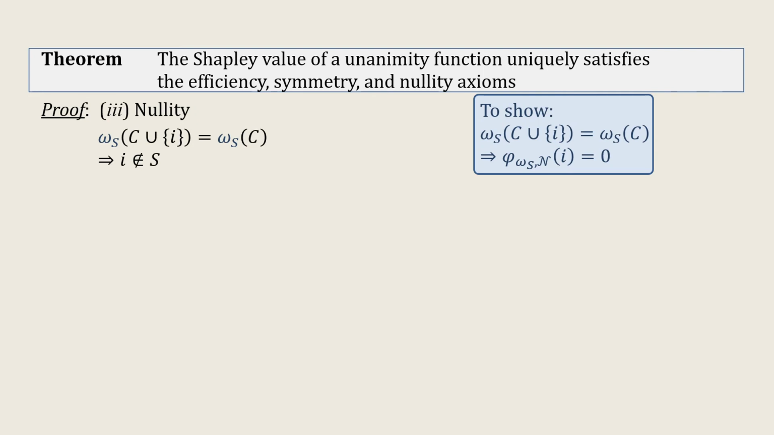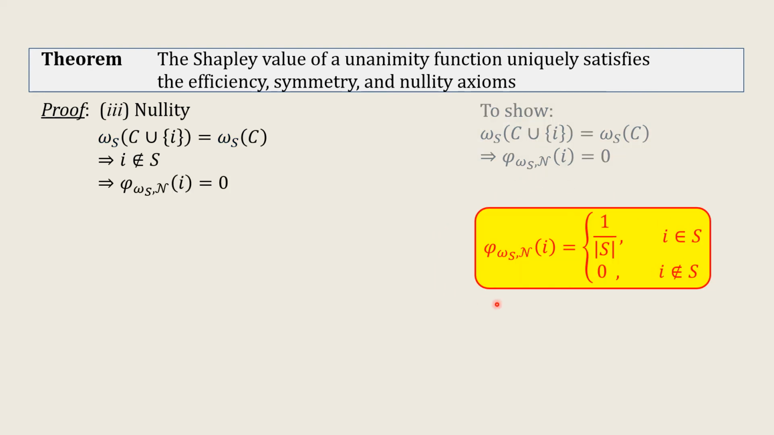Nullity. Nullity is very simple to prove because a null agent, in the context of the unanimity functions, is one that does not belong to the subset S. In that case, omega S of C union I equals omega S of C, and we have already seen that for those cases, for I not in S, the Shapley value is equal to 0.